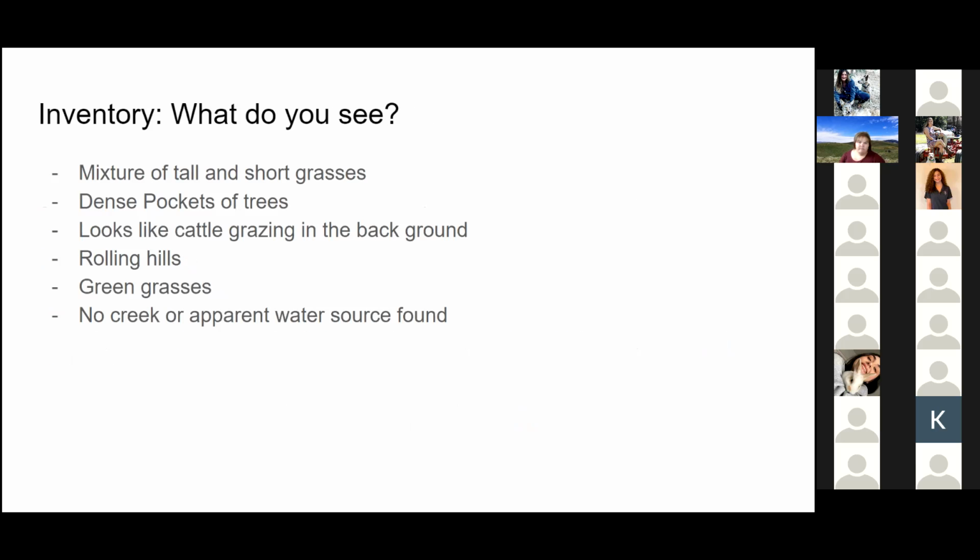So here's an inventory. We saw a mixture of tall grasses and short grasses, dense pockets of trees. It looked like there was cattle grazing in the background. There's a lot of rolling hills, green grasses. And then we didn't see any water source or creeks in the picture, but we're sure that there are because it's so green and there's animals in the background.